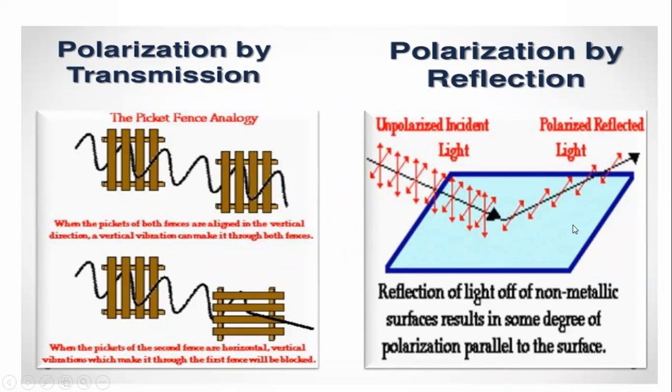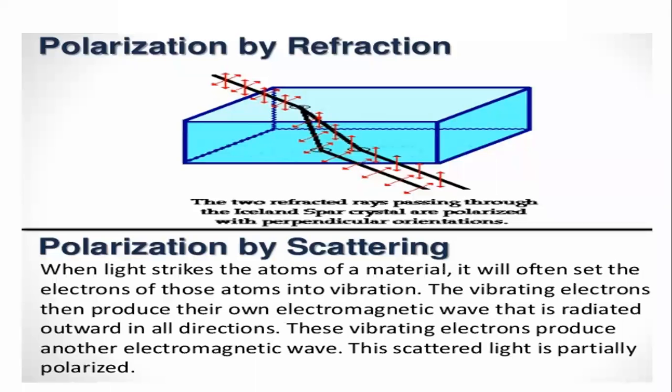A reflection of light off a non-magnetic surface results in some degree of polarization parallel to the surface, that we can easily observe. Here the unpolarized light is not systematically placed, but here the polarization has happened, because the surface is a non-magnetic metallic material. So here you can observe it easily.